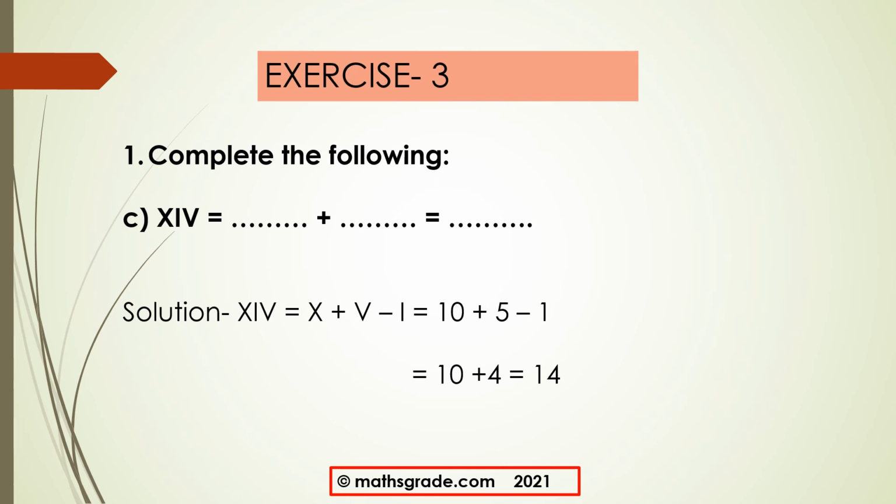So we have to add X plus V minus I. X is 10, 10 plus IV is 4, that is V minus I is 4, 5 minus 1 is 4. So 10 plus 4 is 14. So our answer is 14. 14 is the value of the Roman numeral XIV.